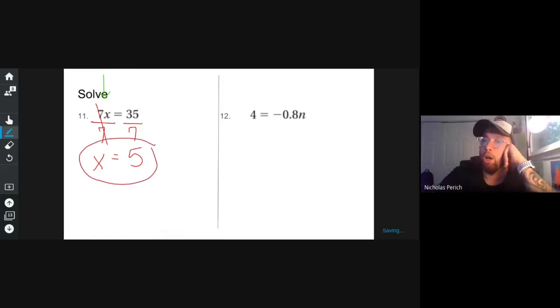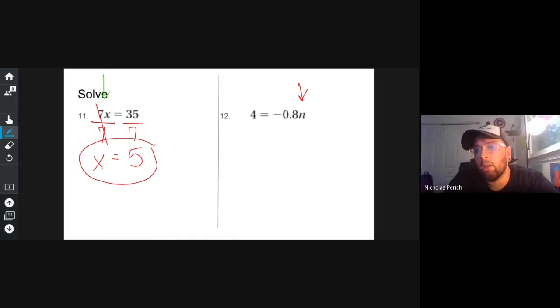Bingo, bango, bongo. Is n all by itself? No. What's in the way? Negative 0.8. How do I get rid of it? Well, it's being multiplied, so I'm going to divide by negative 0.8. Cross out. 4 divided by negative 0.8 is negative 5.